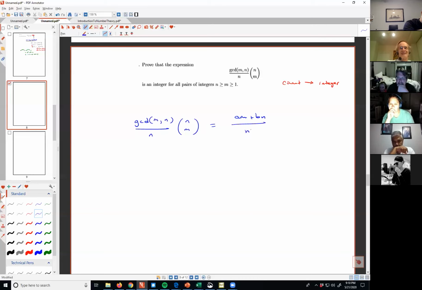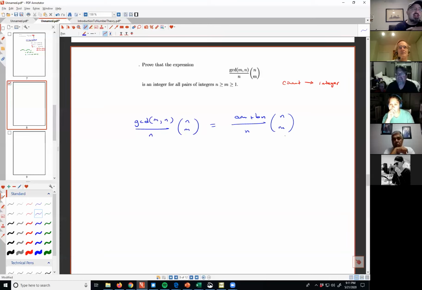And so we're here. And this seems like it's a little bit of a weird expression, right? We've got 4 different variables, but fortunately, we're only trying to prove that this thing is an integer, and we have some advantages on our side already.